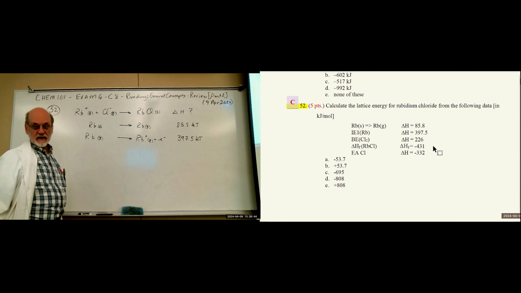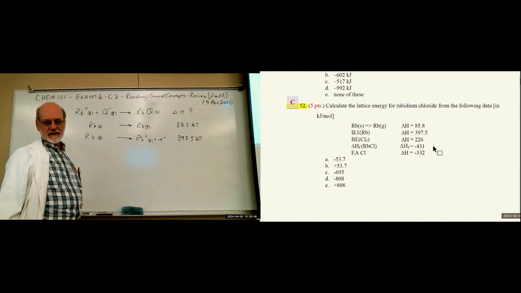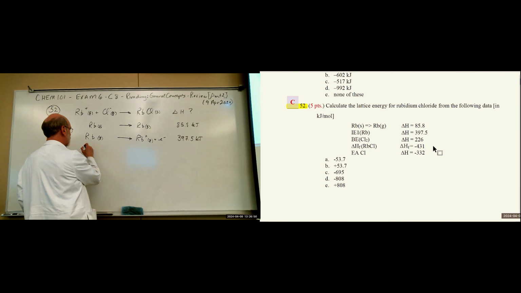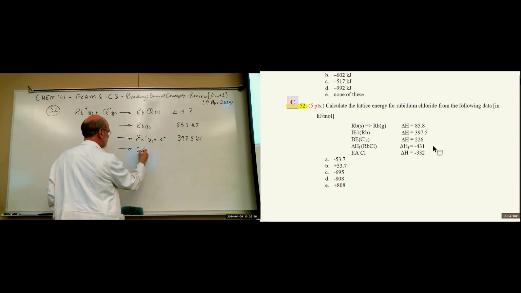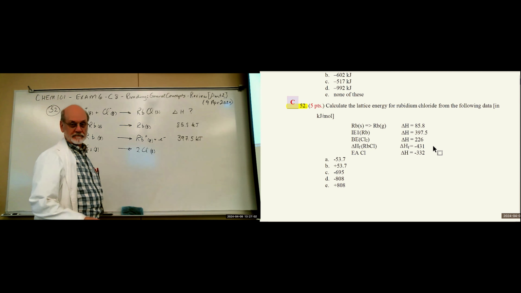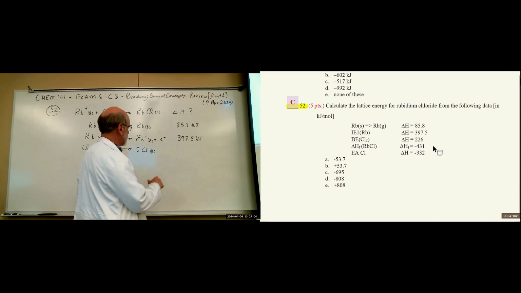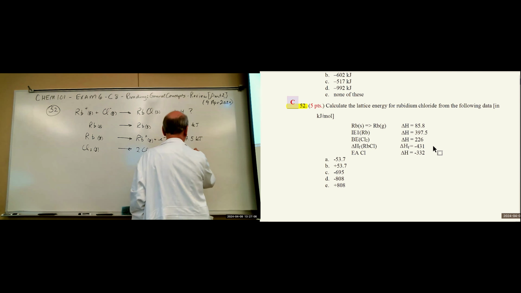Okay, the next one, BE, bond energy. The bond energy of chlorine is the gas yields 2 chlorine atoms gas. We're not making ions, we're just breaking the bond. And that was 226 kilojoules.